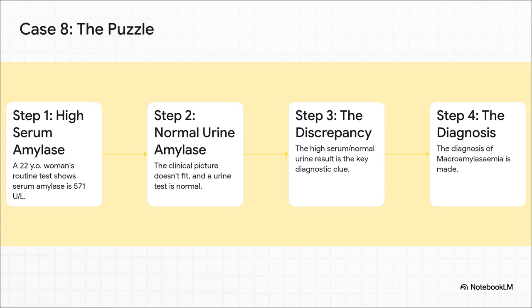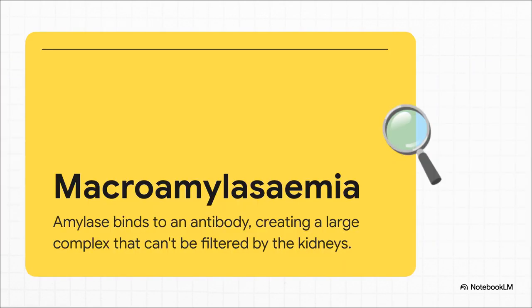Step 3, this discrepancy, high in the blood, normal in the urine, that is the key clue. It points directly to the answer, and in step 4, the diagnosis of macroamylasemia is made. So what on earth is macroamylasemia? Well, it's a fascinating and totally benign clinical pitfall.